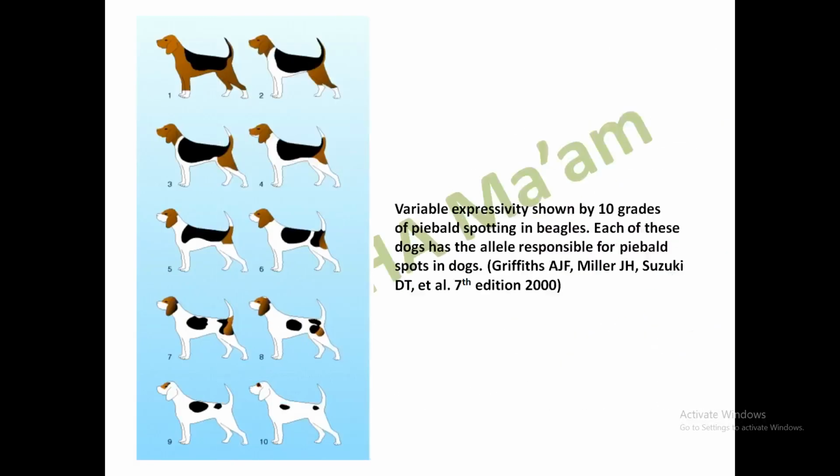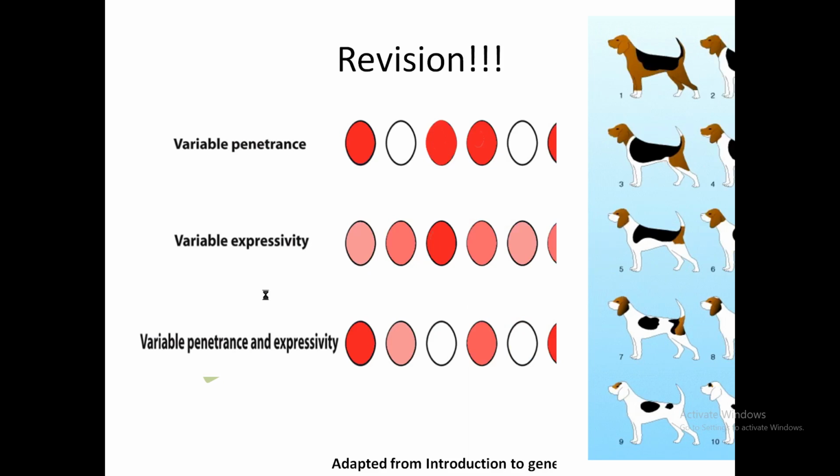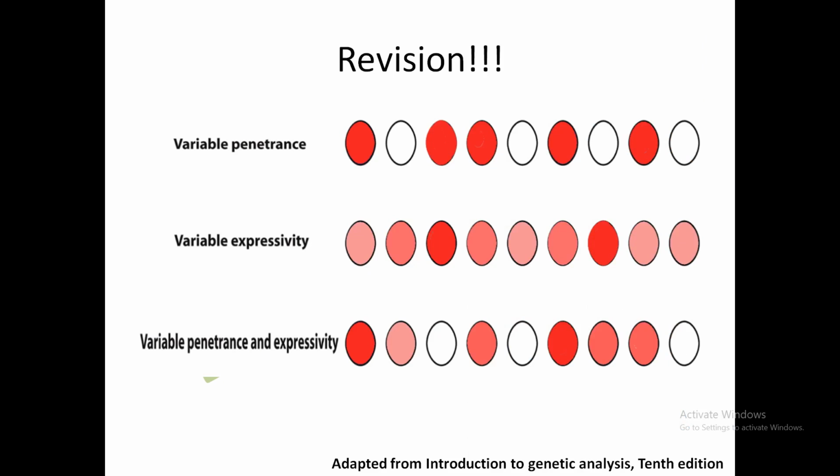For example, here you can see beagles. This pattern of spotting is known as piebald spotting, and this spotting shows variable expressivity. Here you can see there are 10 dogs. All these belong to a single population, a single species, but they are showing different types of patterns. So this may be because of variable expressivity, as a single trait is not expressing equally in all the individuals of a population. So that was penetrance and expressivity.